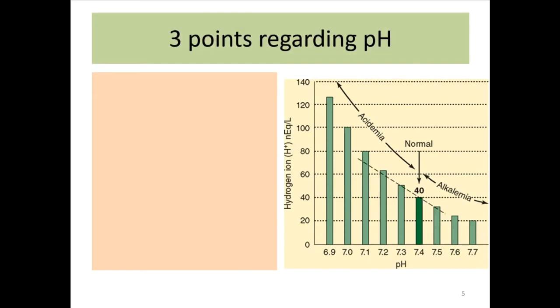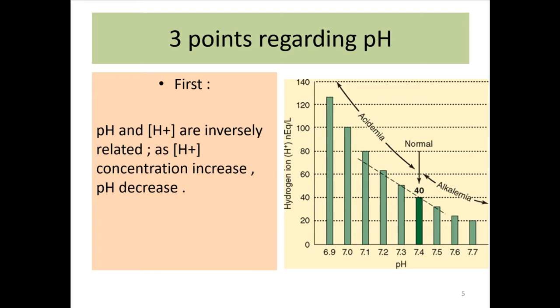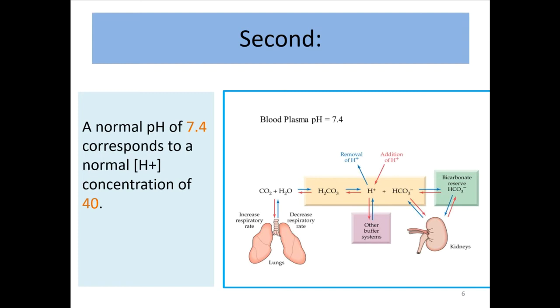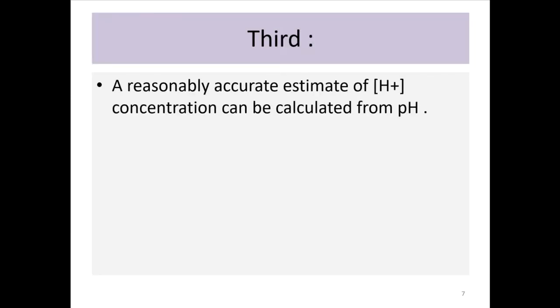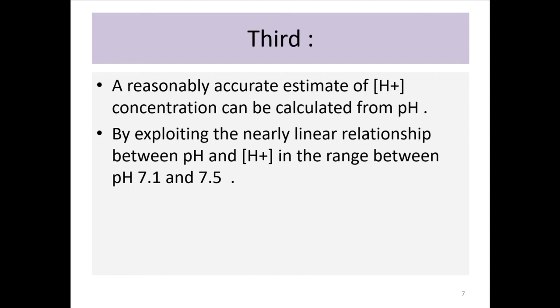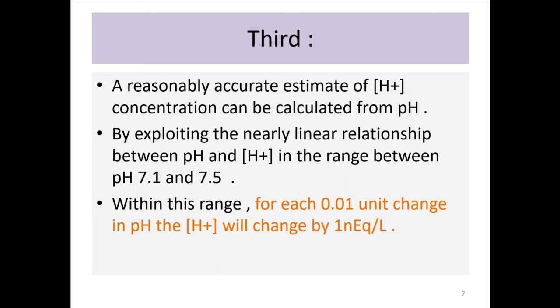Three points regarding pH. First, pH and H+ are inversely related: as H+ concentration increases, pH decreases. Second, a normal pH of 7.4 corresponds to a normal H+ concentration of 40. Third, a reasonably accurate estimate of H+ concentration can be calculated from pH, by exploiting the nearly linear relationship between pH and H+ in the range between pH 7.1 and 7.5. Within this range, for each 0.01 unit change in pH, H+ will change by 1 nEq/L.